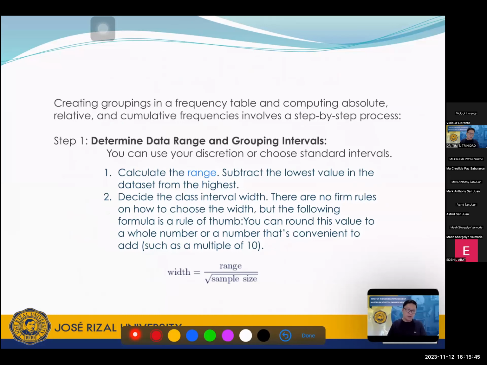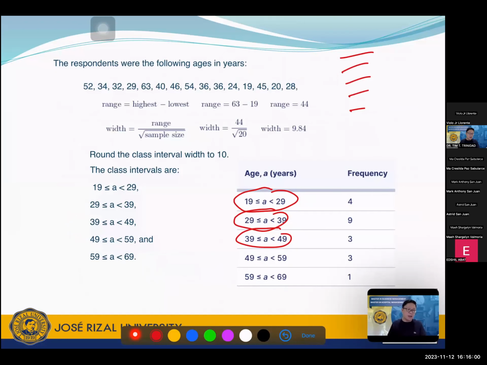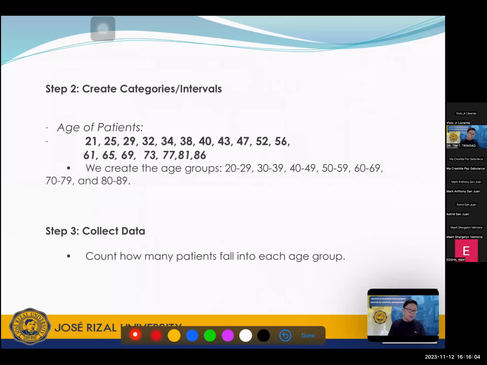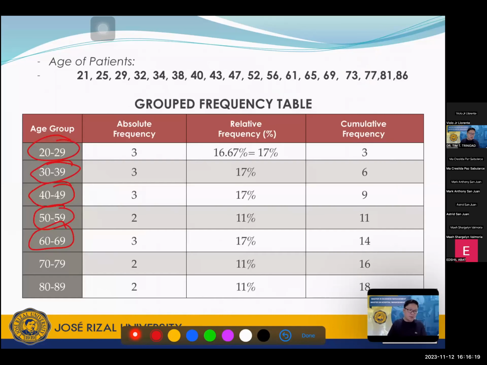Okay, so first, you have to determine the data range and grouping intervals. Then, you have to calculate the range. And so on and so forth. But that's theoretical only. I will not teach it to you so you won't get confused. Okay, so with this given data, 21, 25, I want you to describe it in terms of a frequency table. So these are the ages, 20 to 86. So you will present it in a frequency table.